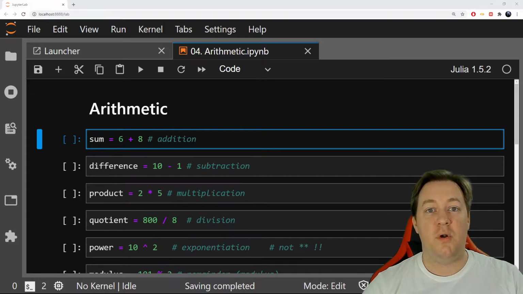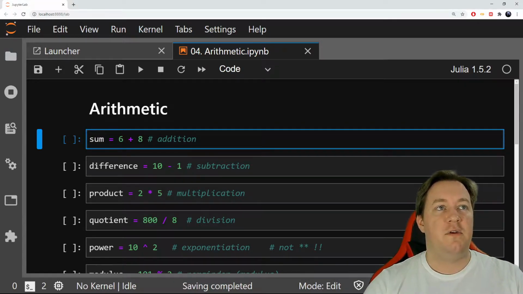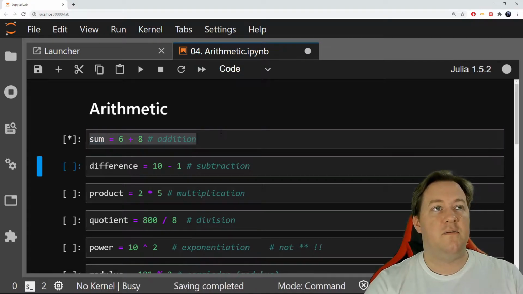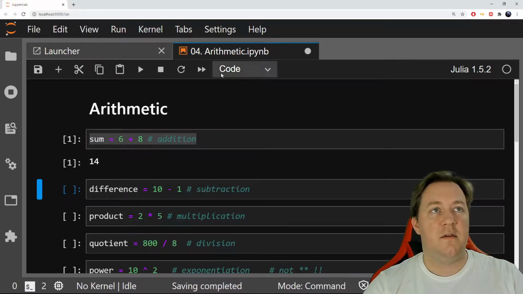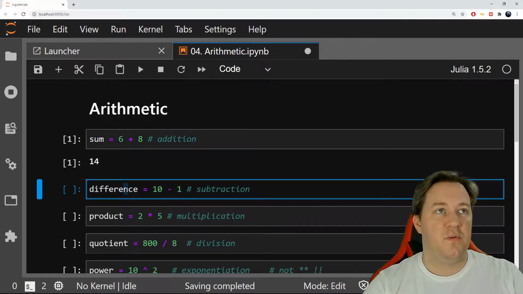In this video, we'll play a little bit with numbers in Julia, and we'll play with some arithmetics. So how to do a sum and addition in Julia? It's just with a plus symbol like this. I am in the arithmetic Jupyter notebook that you can find on GitHub. You can see that in the previous lecture.